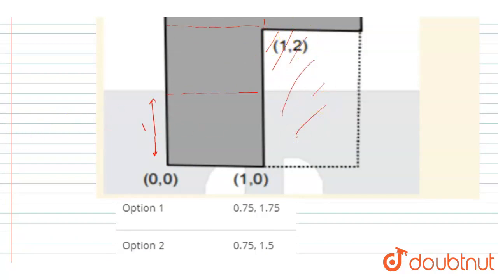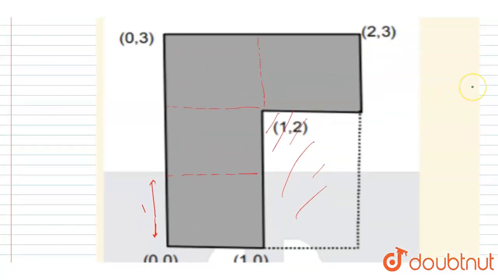If this was the whole lamina, then its center of mass will be at the center of symmetry. You can see the x coordinate would be 1 and the y coordinate would be 1.5. So the center of mass of the whole lamina, if the lamina was complete, would be somewhere here and the coordinate of this will be 1 comma 1.5. And what we have assumed is that this lamina is made up of the whole lamina minus the cut part, so minus this part.